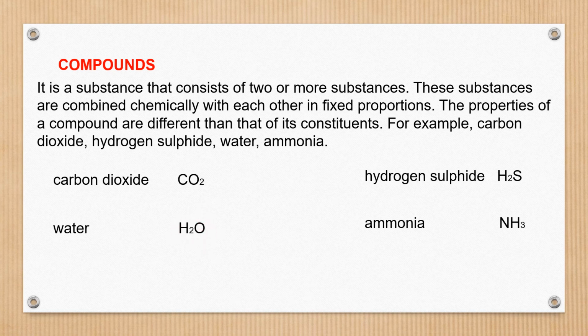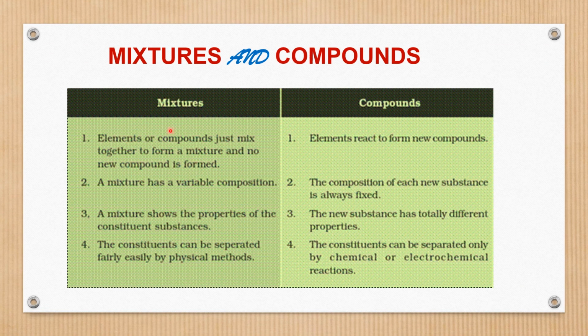Okay, now we see the differences of mixtures and compounds. So first, you know that a mixture is an impure substance and a compound means a pure substance. Okay, now we'll just see what the differences are. First point of mixture: elements or compounds just mix together to form a mixture and no new compound is formed. Example, sulfur and iron filings. They mix together in any proportion. We can take any proportion and we just mix together, and a new compound is not formed.